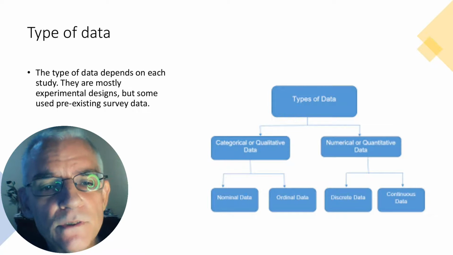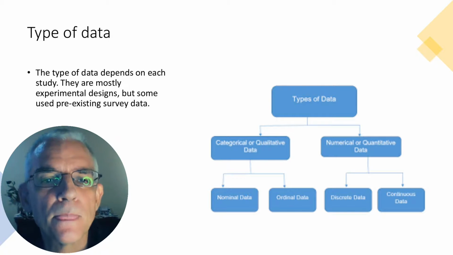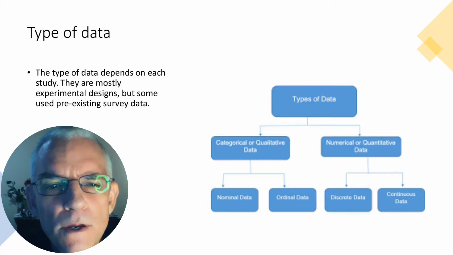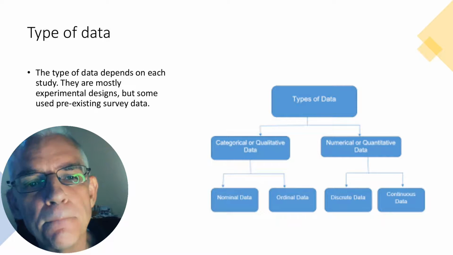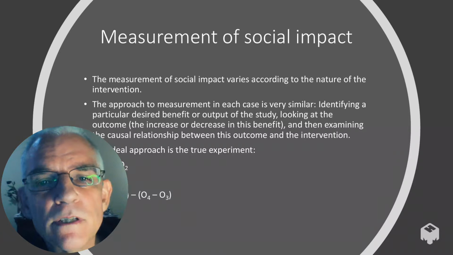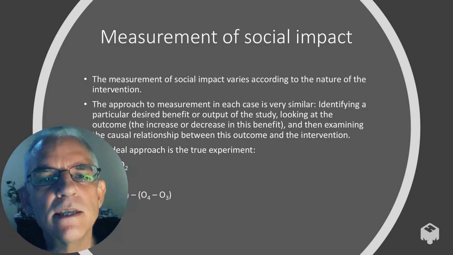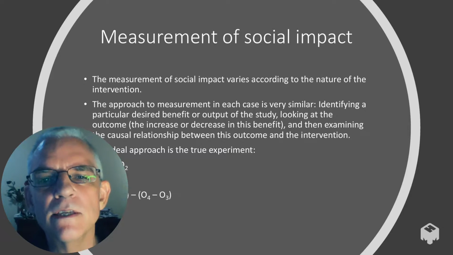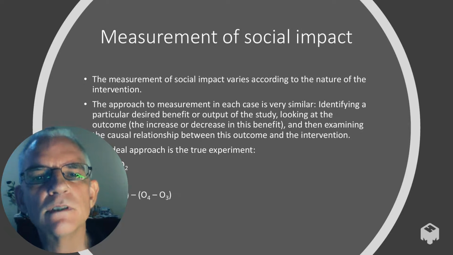The kinds of data we use are varied. It can be anything from qualitative data to quantitative data. Most of the studies that we're looking at use experimental designs, and some of them use pre-existing survey data. The measurement of social impact also varies according to the specific intervention. However, the approach to measurement in each case is very similar, identifying a particular desired benefit or output in the study, looking at the outcome, the increase or decrease in this benefit, and then examining the causal relationship between this outcome and the intervention.